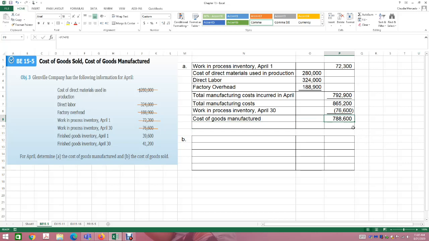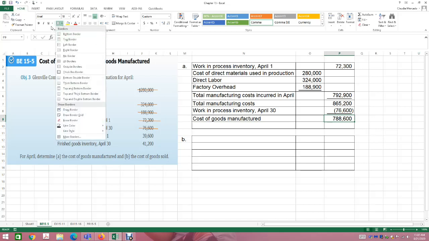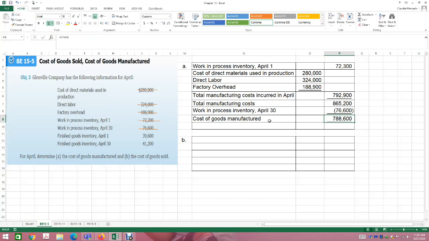That is the cost of goods manufactured. That is how much you spend this month manufacturing your goods. And these have to be completed products, merchandise that are actually completed and that we're able to put up for sale. So that is how we calculate our cost of goods manufactured.